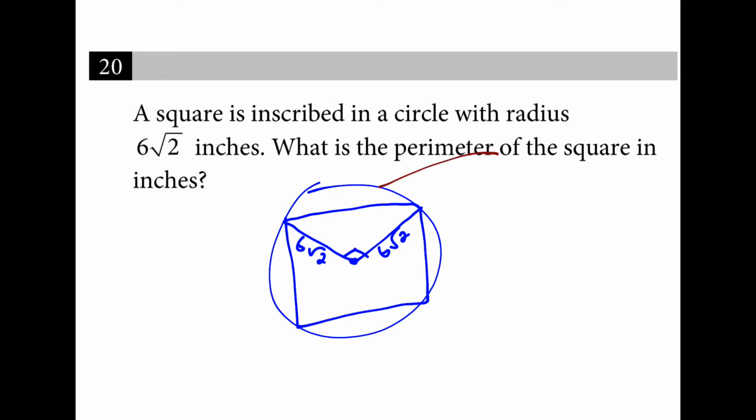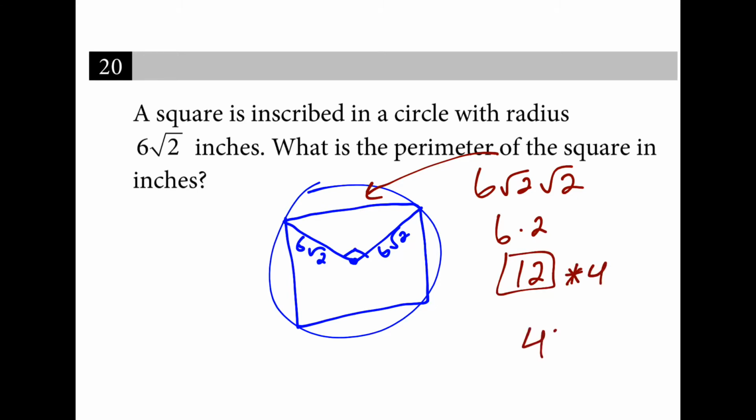To find this side length of the square, we're going to take 6 root 2 and multiply by root 2. So this becomes 6 times 2, or just 12. To find the perimeter of that square, we multiply that by 4. And our answer is going to be 48.